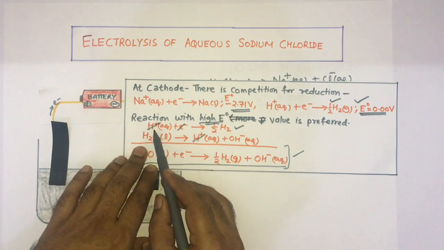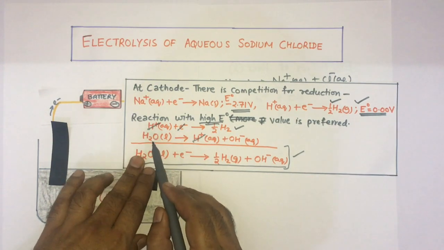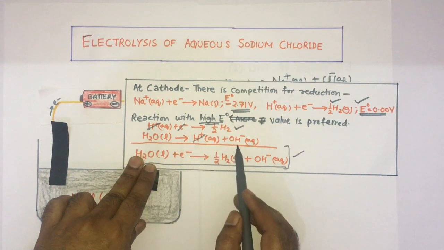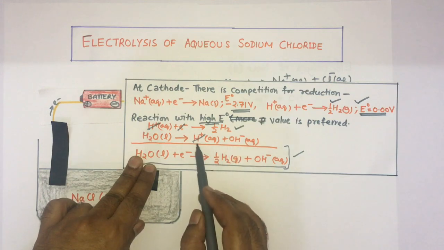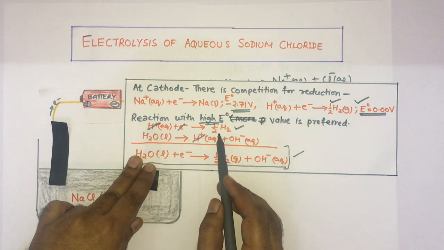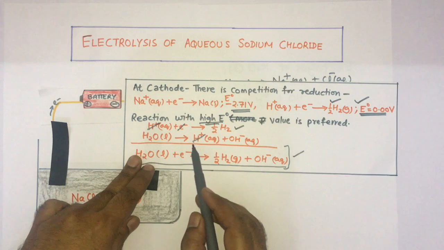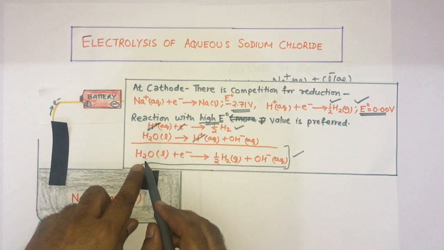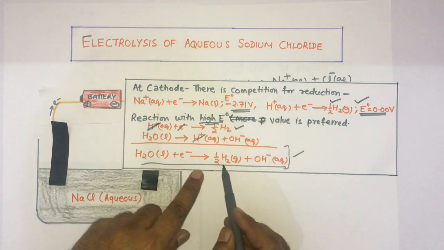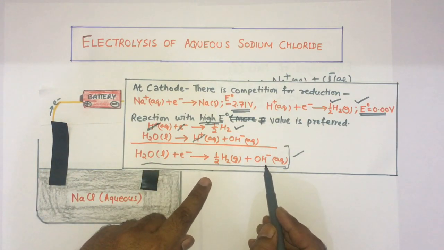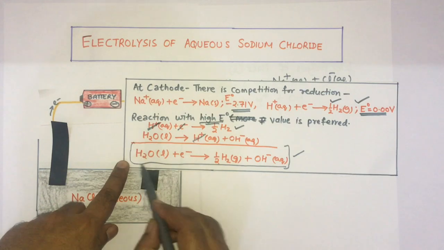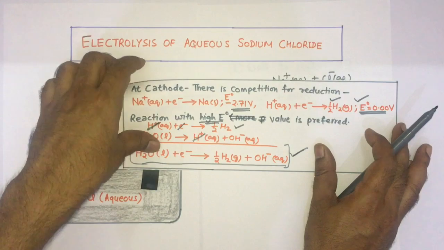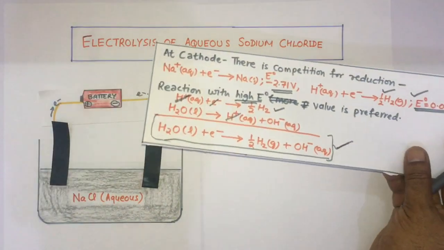hydrogen gas, but the H positive comes from dissociation of water. So water dissociates as H positive and OH negative, and H positive takes up an electron to give hydrogen gas. Now in the net reaction, H positive and H positive get cancelled, and we get water, H2O plus electron gives you hydrogen gas plus OH negative. So this reaction takes place at the cathode, and let's see which reaction takes place at the anode.